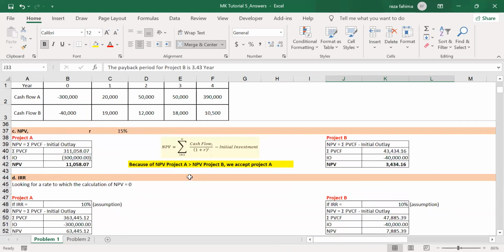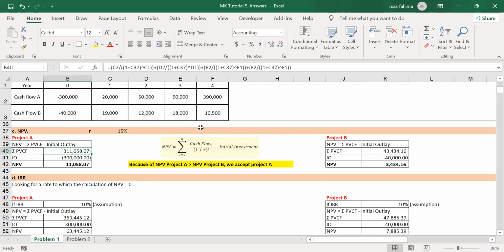Okay, and then for point C, we're gonna calculate using the NPV method. I'm gonna remind you a bit that the NPV is the sum or the sigma of the present value cash flows, which is cash flows divided by 1 plus R, or the required rate of return, in the power of I, and we subtract it with the initial investment. Okay, so the first step, the initial investment is already given in the question, which for project A is 300,000. And now we're going to calculate the present value cash flows.